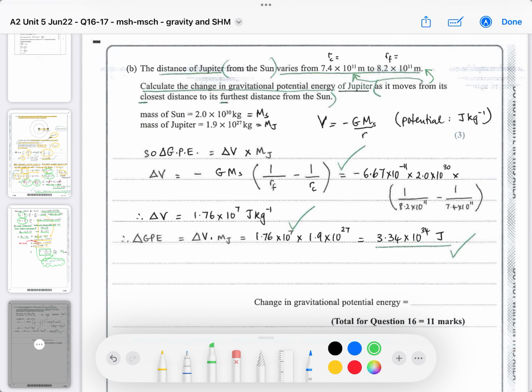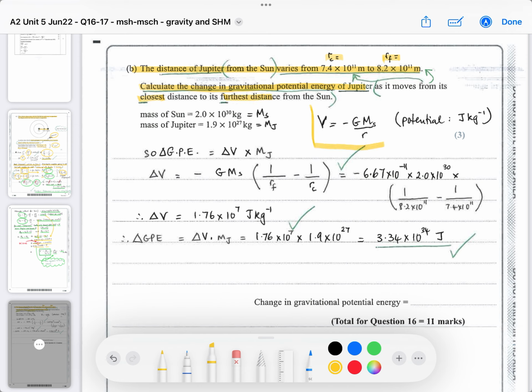Part B then says the distance of Jupiter from the Sun varies from 7.4 to 8.2 times 10^11 meters. Okay, so the closest distance and the furthest distance. They want you to calculate the change in gravitational potential energy of Jupiter as it moves between those two, the closest distance and the furthest distance from the Sun.